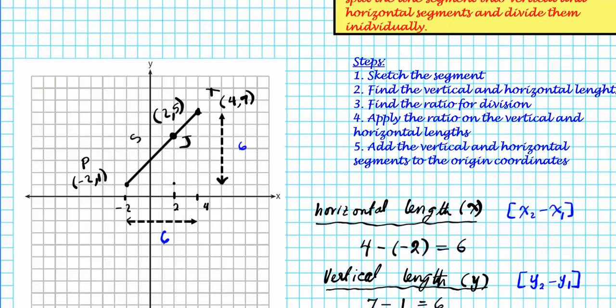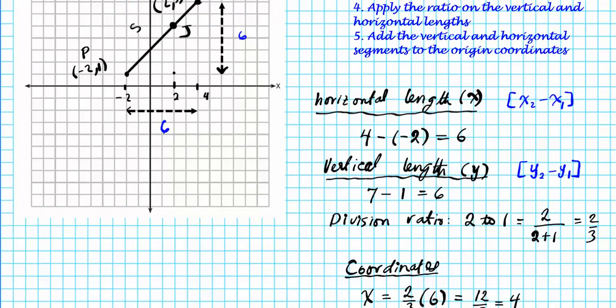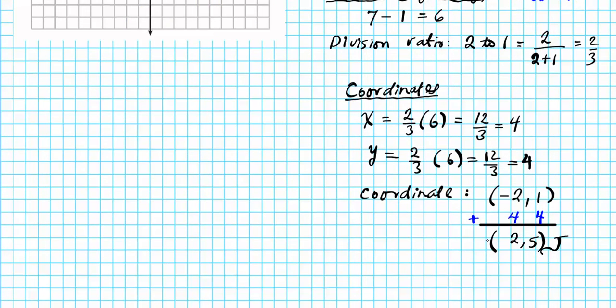So if you like using the graph to carry out your computations, that's fine. I like to do it both ways so that you can see them reflected in 2 formats and you can pick the one that you like the best. So our answer is point J is (2, 5).